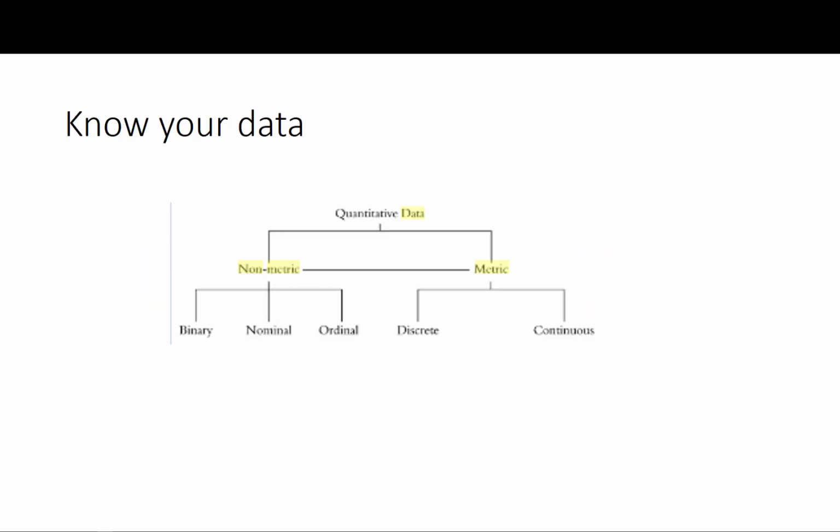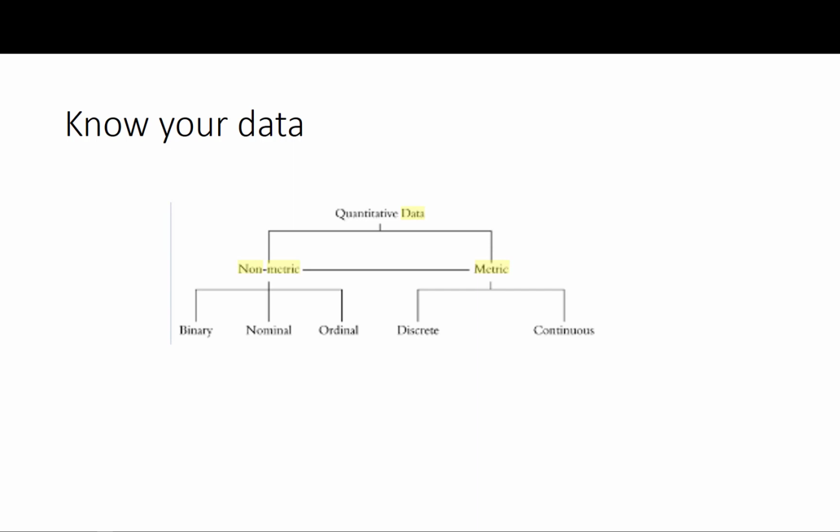So the next thing we need to do in terms of doing the analysis is make sure that you know your data, because what can be measured and how it is measured is dependent on the way it was measured. So when we get to the quantitative data analysis, we'll talk about metric versus non-metric variables. As you can see here, our non-metric variables include the binary, nominal, ordinal types of measurements, and the metric variables include discrete and continuous.